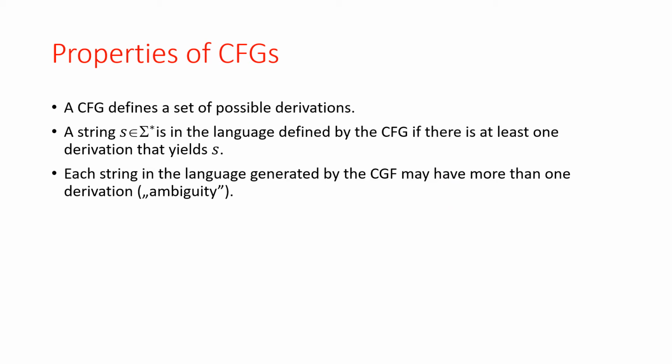A context-free grammar defines a set of possible derivations. A string S from the set sigma star is in the language defined by the context-free grammar if there is at least one derivation that yields S. Each string in the language generated by the context-free grammar may have more than one derivation, which leads to ambiguities.